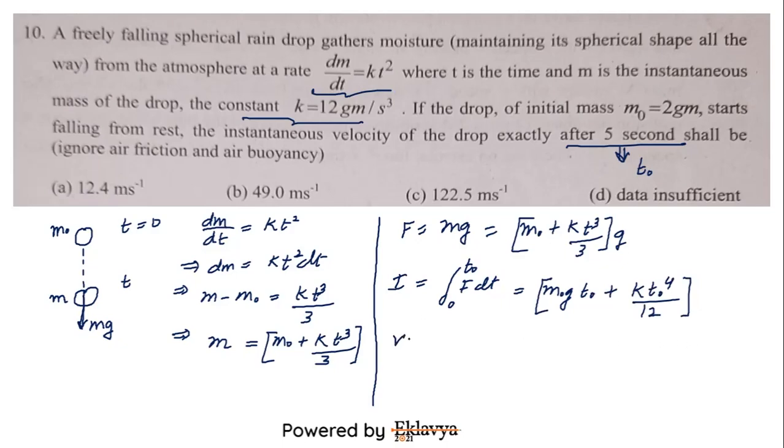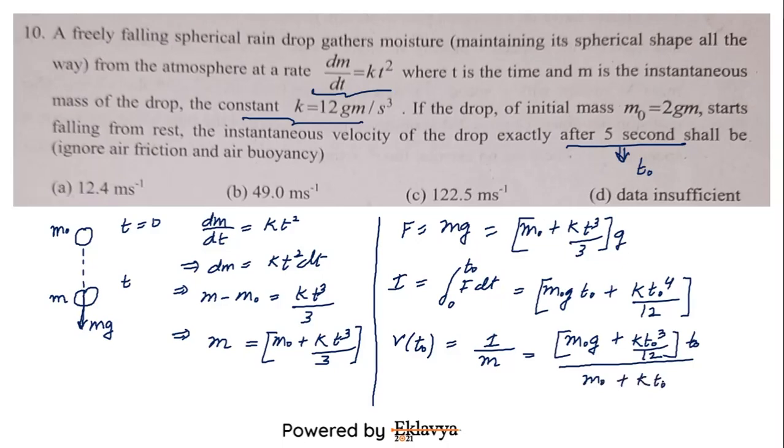Now, to get the velocity at time t naught, you simply have to divide the impulse by the mass. So I'm going to do that. It will become m naught g plus k t naught cube by 12, times t naught. I am pulling out t naught as the common quantity, and then I'm going to divide it by m naught plus k t naught cube by 3. So that's it. You just have to substitute the numbers here.